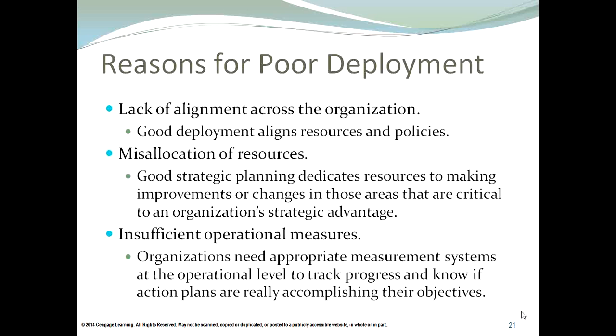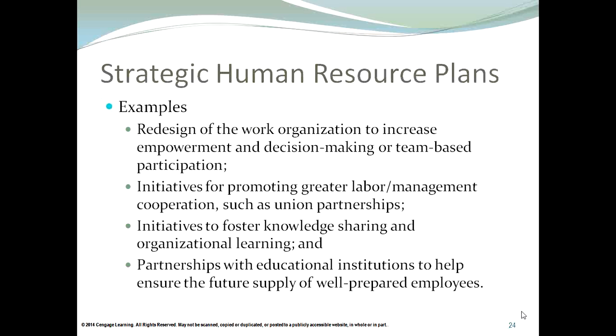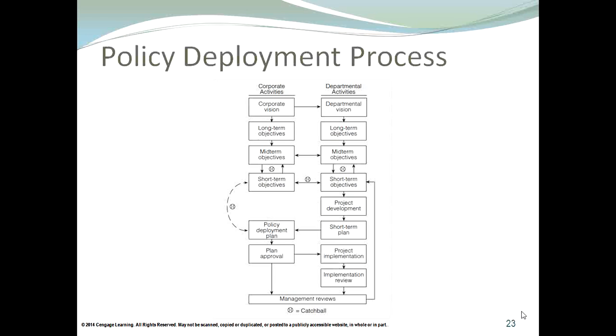Now, if you see this, some reasons for poor deployment are lack of alignment across the organization, misallocation of resources, and insufficient operational measures. You can check this out. Now, talking about the policy deployment process, you can check this in your textbook. It is given very clearly and in detail how the deployment process works for a policy and the corporate vision and the plan that is executed, which is a figure talked about.